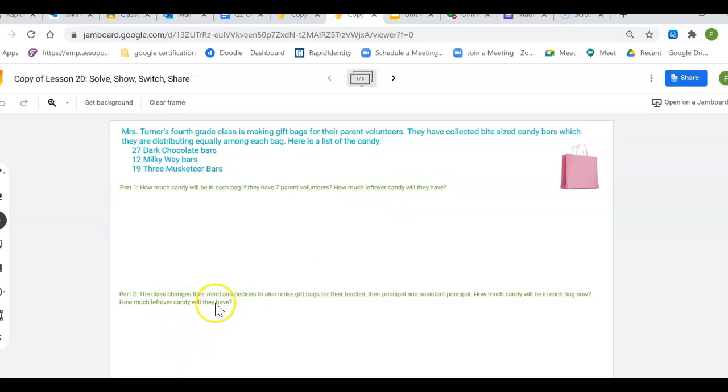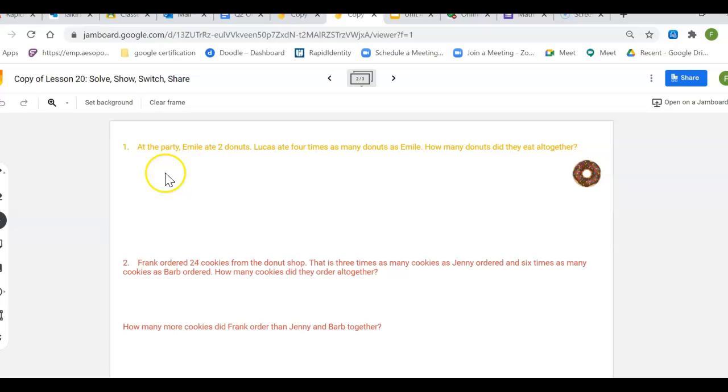Part 2, the class changes their minds and decides to also make gift bags for their teacher, their principal, and assistant principal. How much candy will be in each bag now? How much leftover candy will they have? Now, there's actually 2 pages of Jamboards here. This is the first part, and you go to the next one.